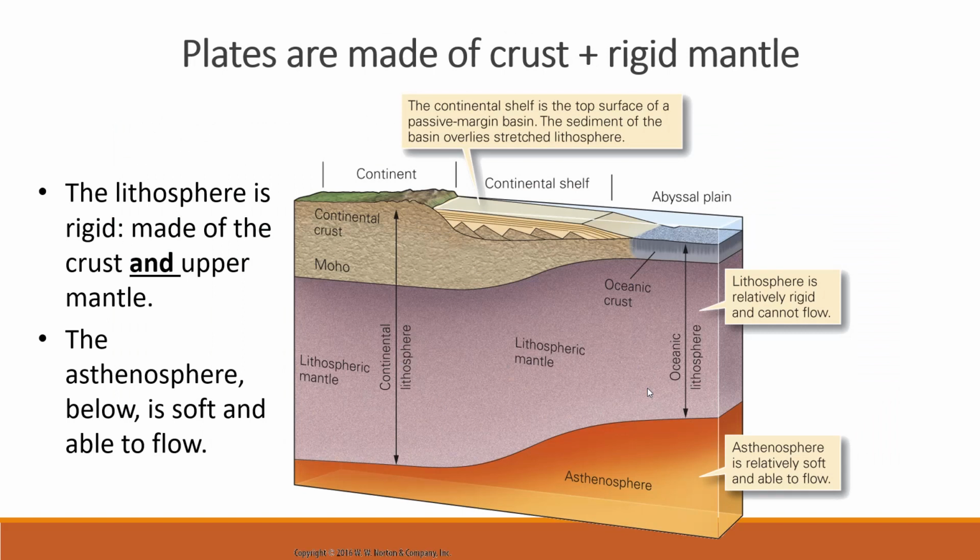So the plates are going to be made up of the crust and the rigid uppermost mantle. The asthenosphere below is soft, and that's what's allowing them to move on top of it.